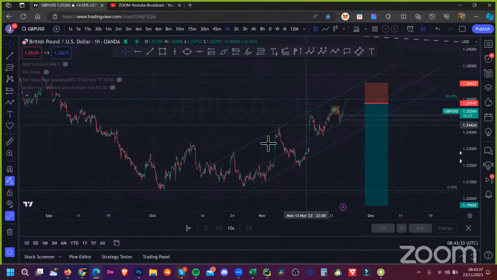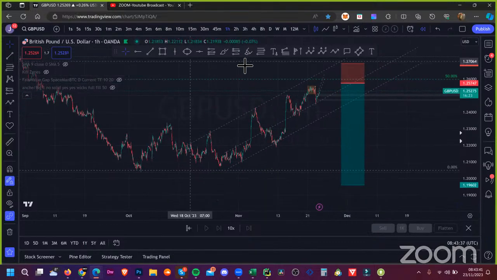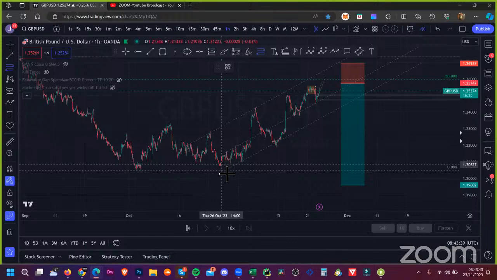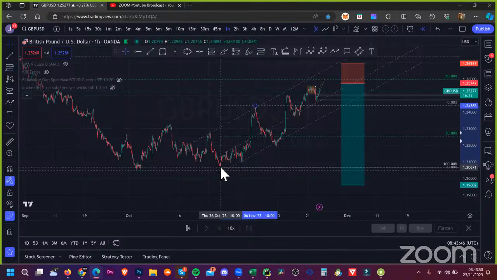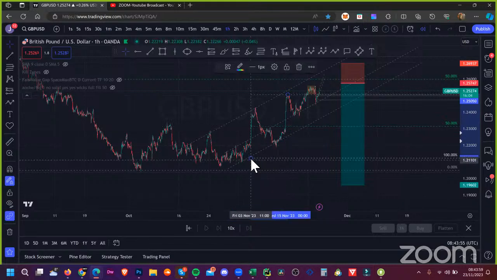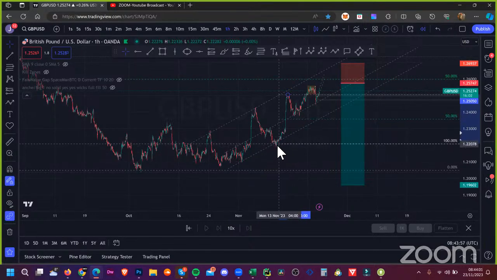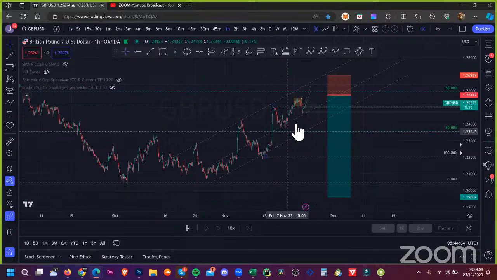Let's have a look at some metrics once again. Watch. I'm going to grab my Fibonacci tool. I'm going to pull from the bottom of this impulse up to here. We're seeing this 50% area. Let's try and pull it out again. From the bottom of this impulse to here, we get the retracement back into this 50% area. Should we go again?